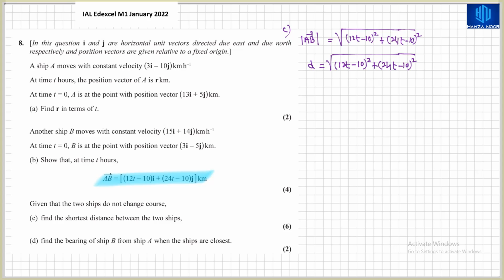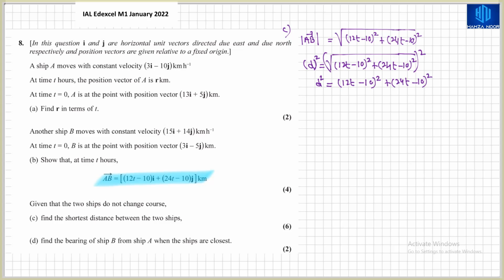All right. So first of all, what we are going to do, we are going to remove this square root, and for that purpose, we have to take whole square on both sides. Okay. So therefore, I can say that d square is equal to 12t minus 10 whole squared plus 24t minus 10 whole squared.